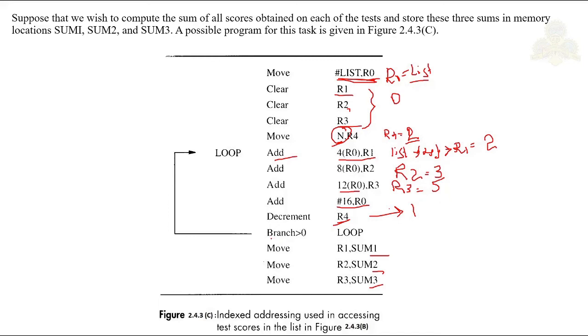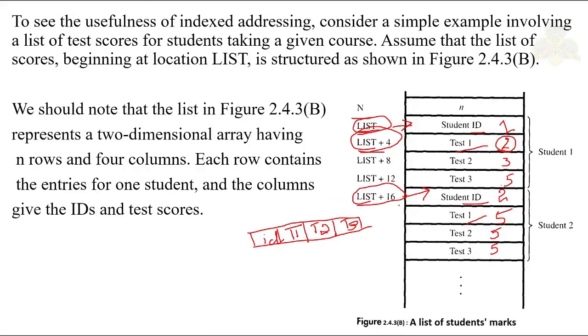Then you have to check branch greater than 0 loop. What is the branch value here? It is R4. Is R4 greater than 0? Yes, right? Because 1 is greater than 0. Where you have to go now? You have to go back to this add instruction again where your loop is present. Now it contains add 4 of R0 comma R1. So what was the content of R0? If you say list, it is wrong because we have added 16 to this list. So R0 is list plus 16. Your R0 is currently at this location.